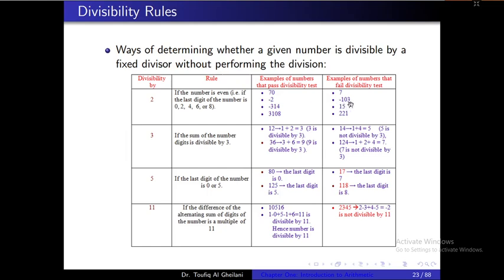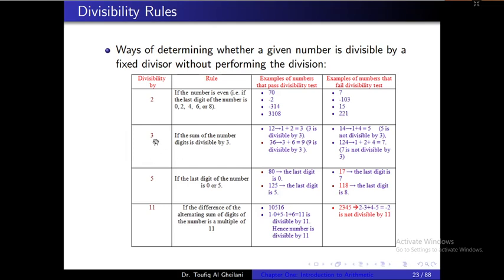Minus 103. The last digit is 3, not one of these, so no. 15, the last digit is 5, not one of these, so no. Is 221 divisible by 2? No. Why? Because the last digit is none of these numbers. So all these numbers are not divisible by 2.